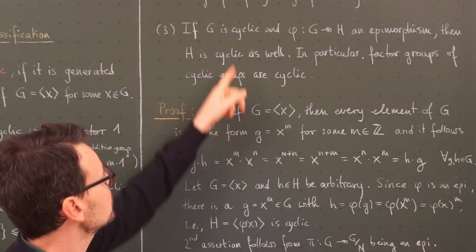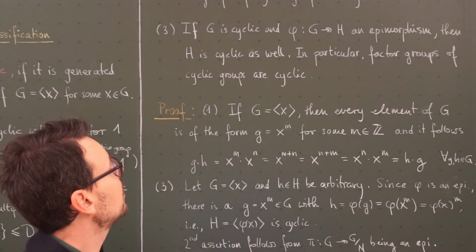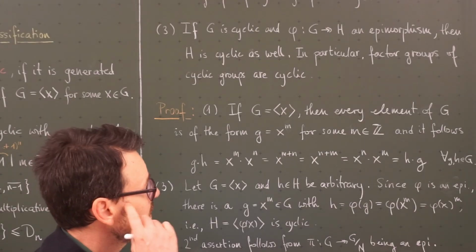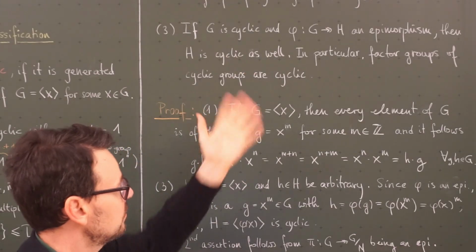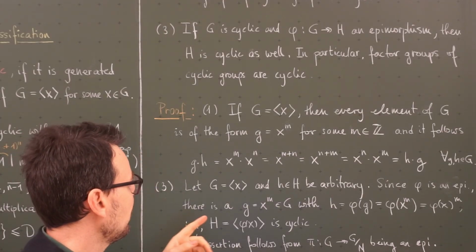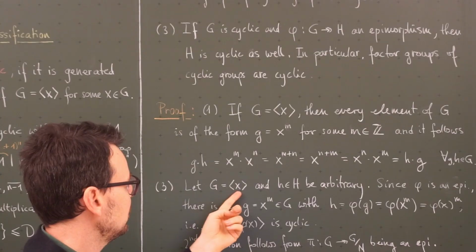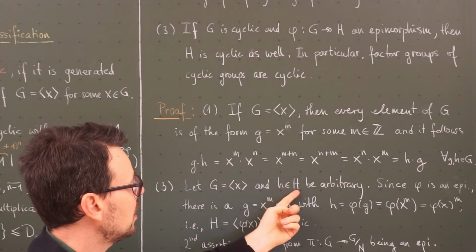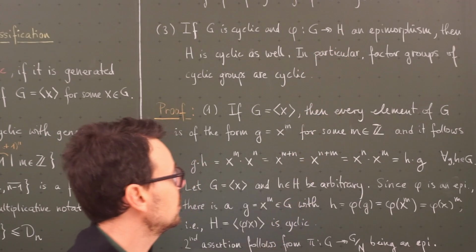Okay, now we first prove number 3, and number 2 follows from number 3. Could have written that in a different order, but after I realized this, it was already too late. So let G be a cyclic group and h an arbitrary element of this group here.